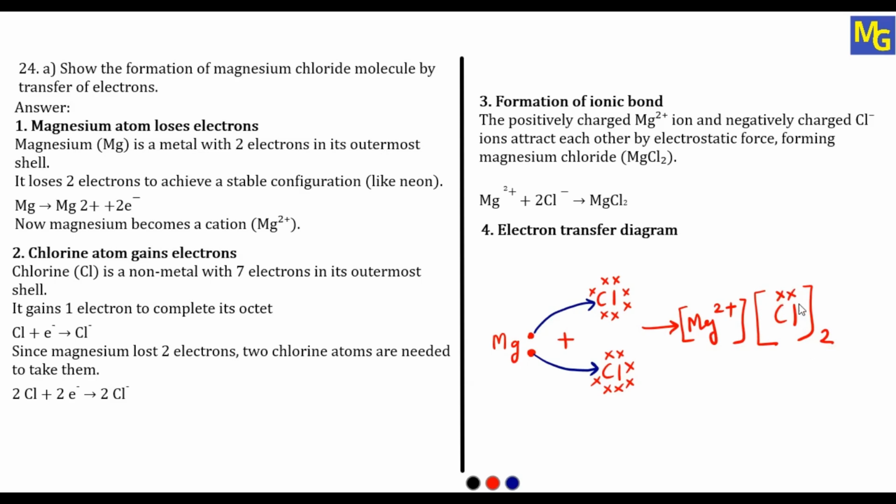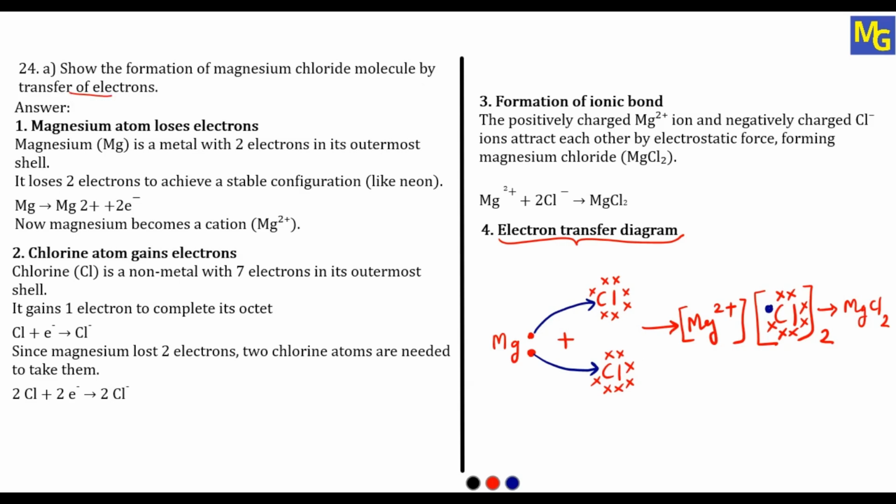Now, these are the 7 electrons of Cl, and it has taken 1 electron from magnesium. Like this it will combine, and once both get combined, it forms MgCl2. This is the electron transfer diagram for MgCl2. In the question they had asked, show the formation of magnesium chloride molecule by transfer of electron. So this is the complete answer where I am showing the transfer of electron and formation of magnesium chloride.